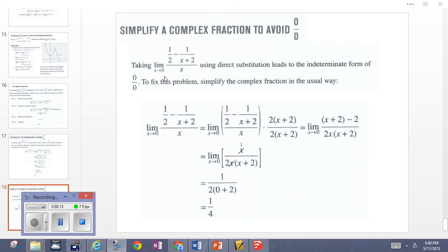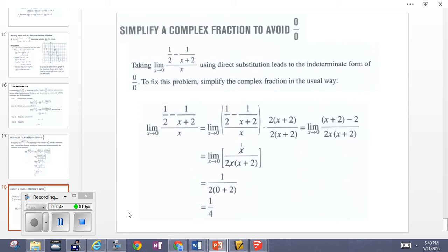Okay? So, indeterminate forms are the forms resulting from direct substitution of the limit value into the fractional expression, which results in a 0 over 0. You will learn other indeterminate forms in calculus. For right now, we're only concerned about the indeterminate form resulting in 0 over 0. This is the one where you're dealing with a complex fraction, okay?